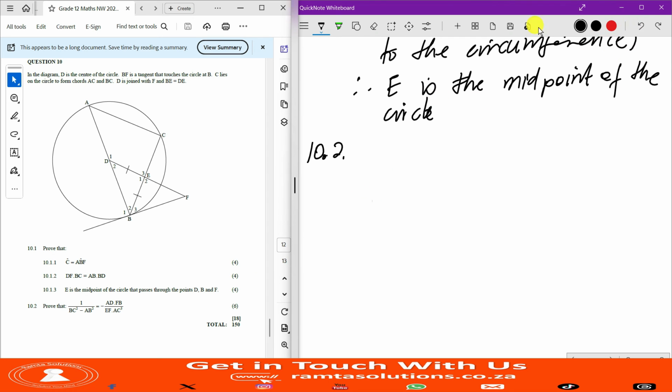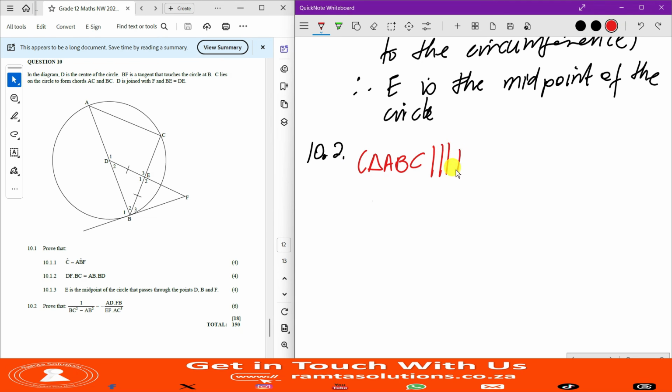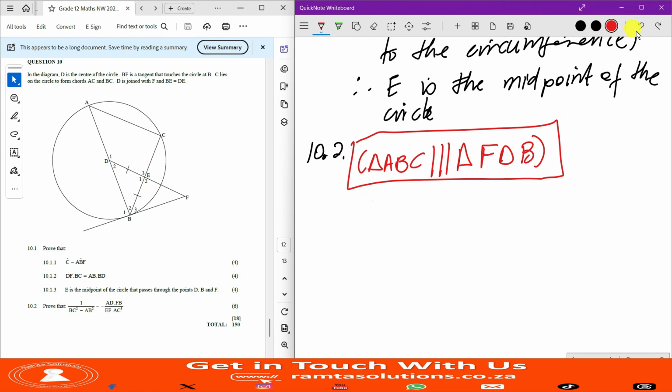Let me use a different color. I want to remind you, triangle ABC is similar to triangle FDB, isn't it? Okay, cool. This is just a reminder. Now I'm like, okay, how about I say AC over BF? Guys, you say AC or you say CA, it's the same. You say FB or you say BF, it's the same.